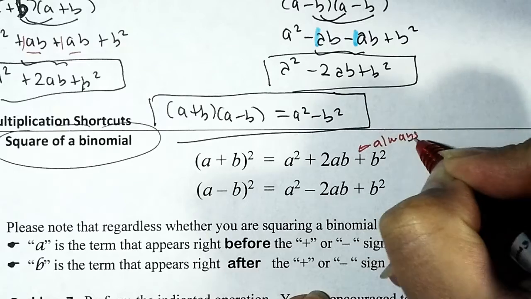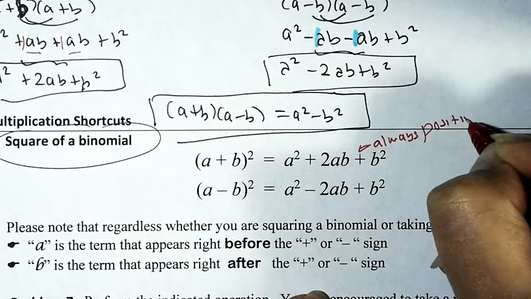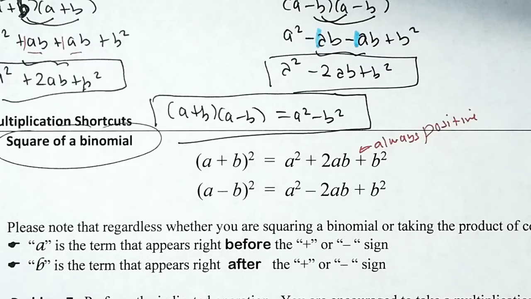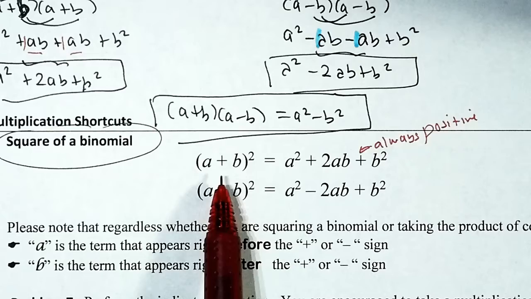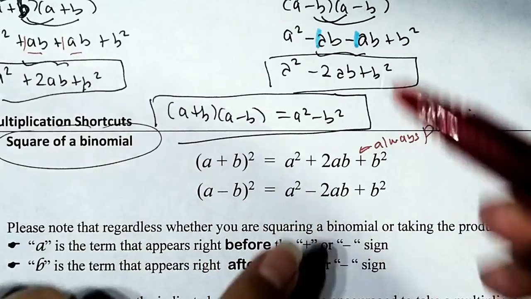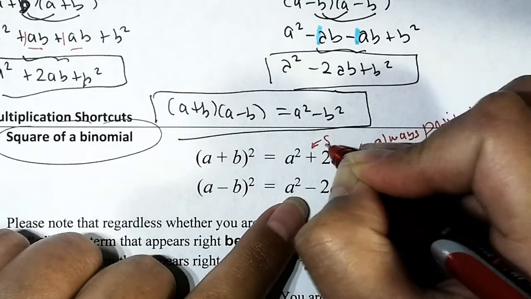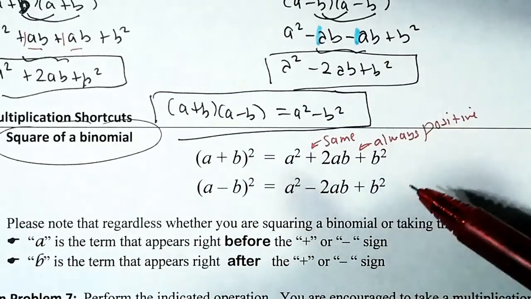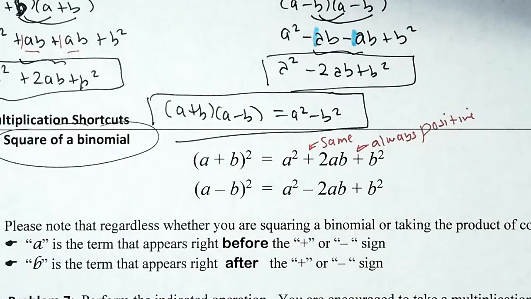Always positive. Okay, so let's go ahead and do this. Now, what about the first sign? If you're squaring a plus b, that's a plus. If you're squaring a minus b, that's a minus. So the first sign will be the same. Same, always positive. Okay, so let's go ahead and knock out the fun problem number 7.